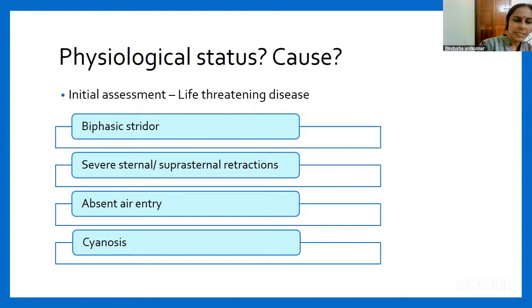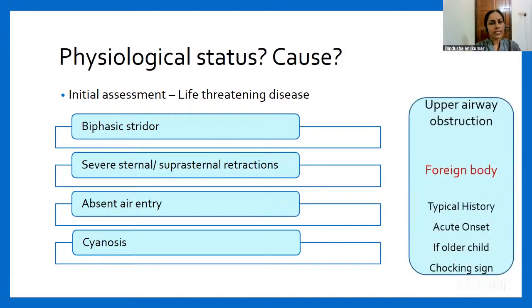It's a life-threatening disease because we can hear this biphasic stridor, suprasternal retractions are there, and also absent air entry and cyanosis. Everything tells us that there is a life-threatening problem. The child is having respiratory failure due to upper airway obstruction. Here the history is very obvious. This is an acute onset of distress, and the mother is giving a history that the baby was playing with the bead. So we will always think about foreign body. Sometimes you may not even get a history like that.